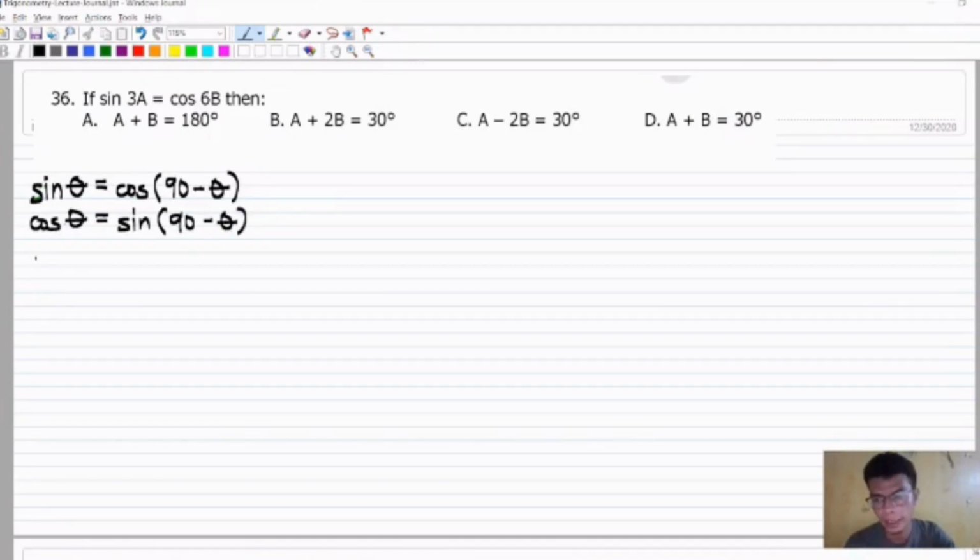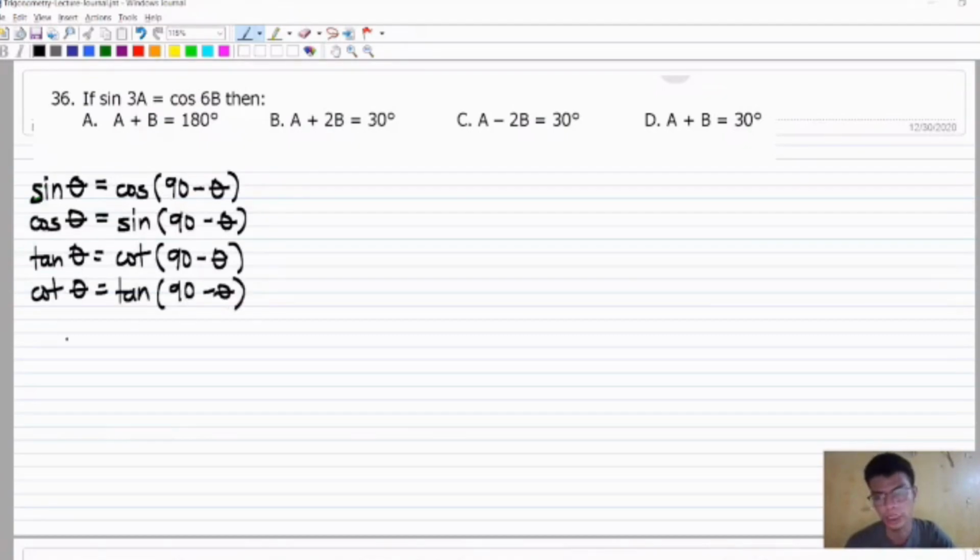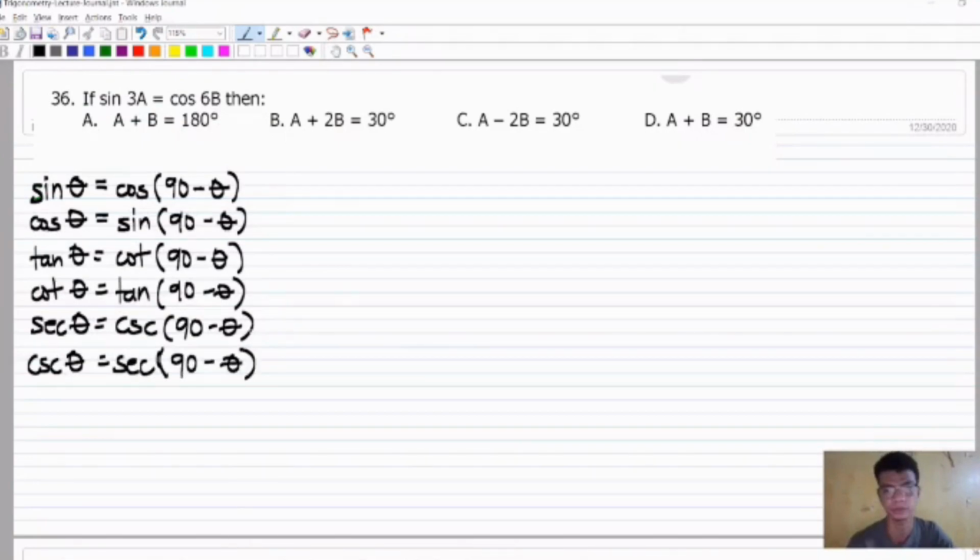So, ganun din sa iba. Kung yung tangent theta gusto nyong maging cotangent, dapat maging 90 minus theta. And then, cotangent theta gusto nyong maging tangent, dapat ang nasa loob ay 90 minus theta. So, dalawa na lang ay yung secant. Secant theta gusto ninyong maging cosecant, that is 90 minus theta din. And then, cosecant theta gusto nyong maging secant theta, so 90 minus theta.